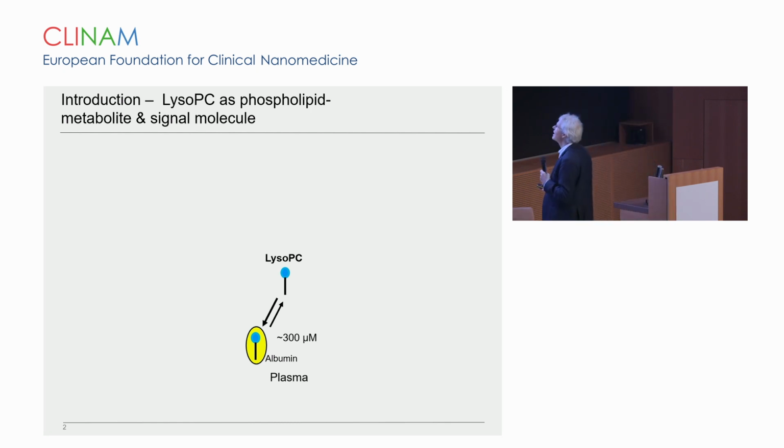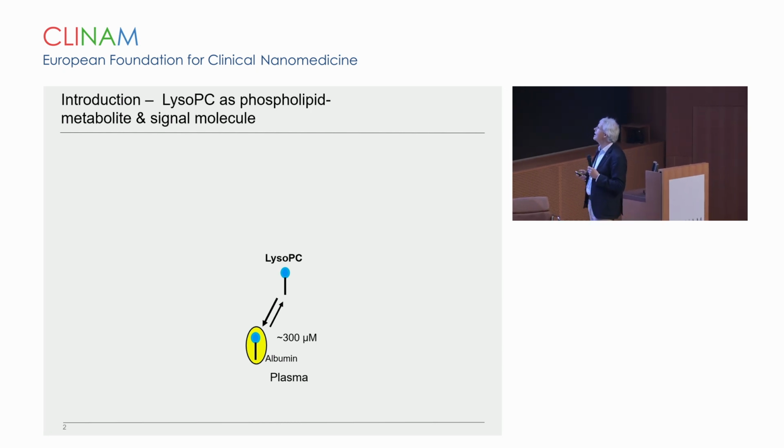You may all know that we have about 300 micromolar Lyso-P in our plasma when we are healthy. And since this Lyso-P has detergent-like properties and is therefore able to lyse red blood cells and induce hemolysis, this Lyso-P is mainly bound to albumin. Only a little bit of the Lyso-P is free. Since this equilibrium is very fast, all of this Lyso-P can be used by cells in different ways.